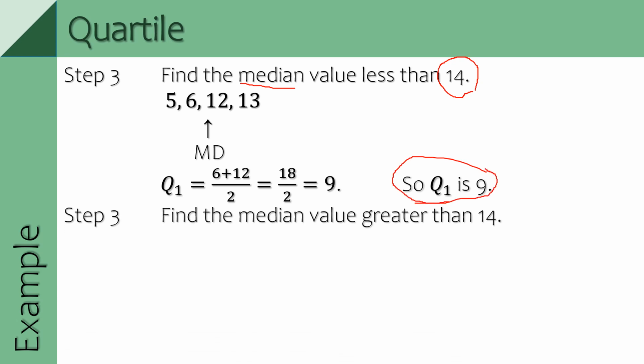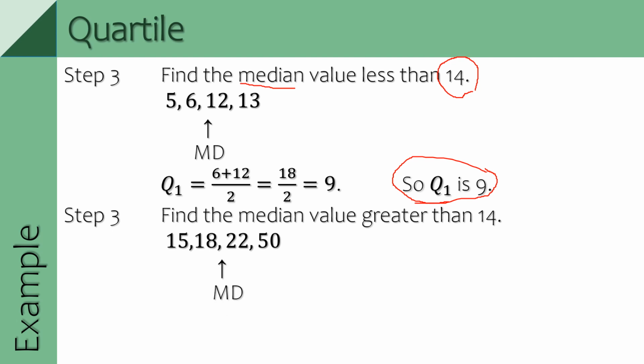Okay, step number 4, find the median of the values greater than 14. So what are those? Those are 15, 18, 22, and then 50. So what is the median? It is in between 18 and then 22. Yan, ito yung median.